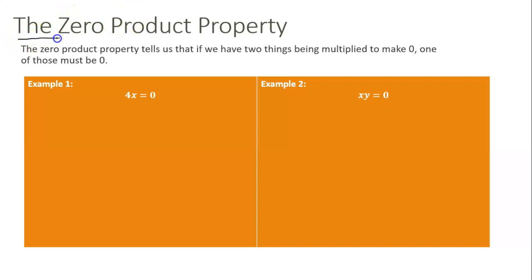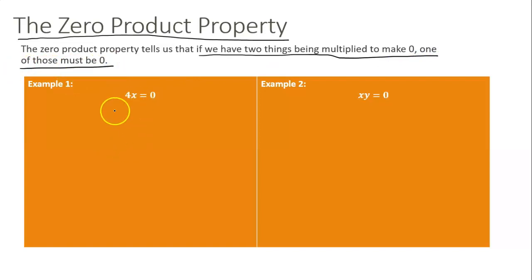What we're going to have to use is something we call the zero product property. So I want you to write a new topic, the zero product property. And I want you to write this down. The zero product property tells us that if we have two things being multiplied to make 0, one of those things must be 0.